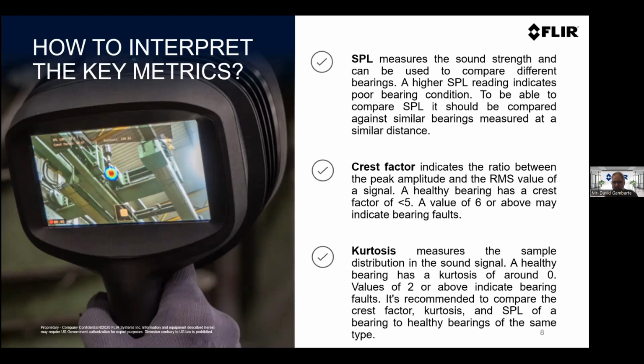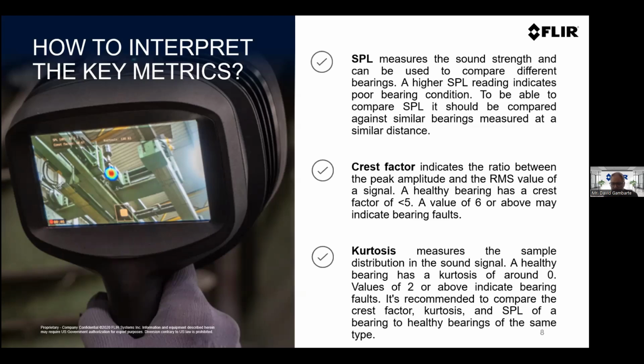Crest factor indicates the ratio between the peak amplitude and the RMS value of a signal. A healthy bearing has a crest factor of less than 5. A value of 6 or above might indicate bearing faults. Kurtosis measures the sample distribution in the sound signal. A healthy bearing has a kurtosis of around 0. Values of 2 or above indicate bearing faults.